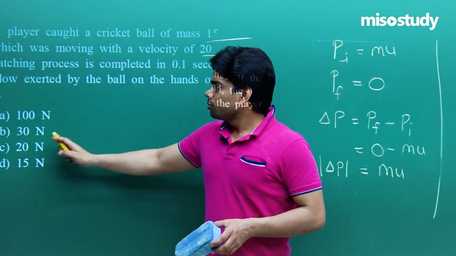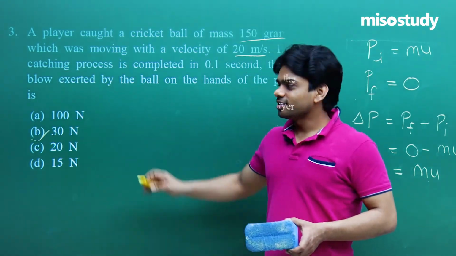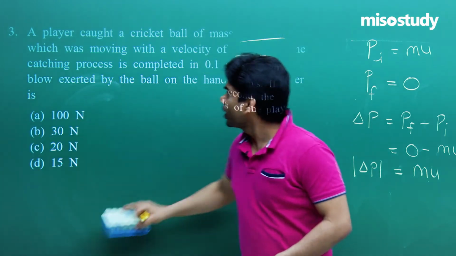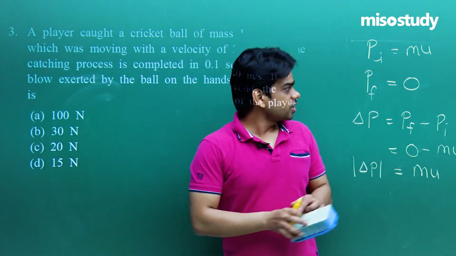So 30 Newton, option number B matches with the right answer. The rest, A, C, D, are incorrect. So this is how you can solve such questions.